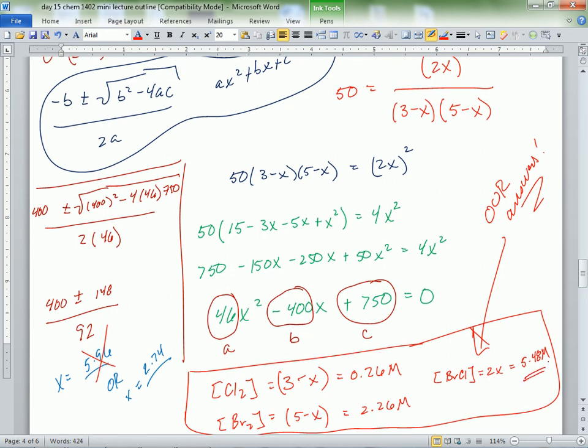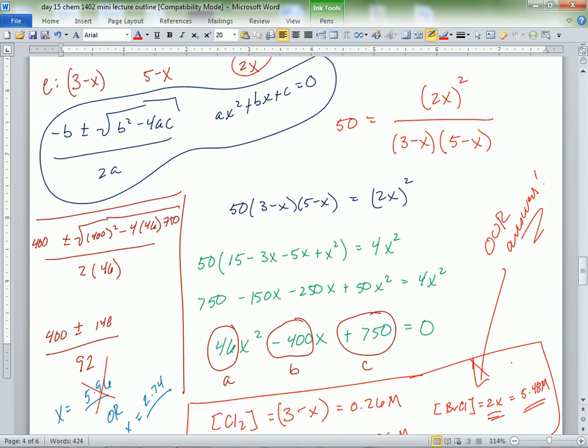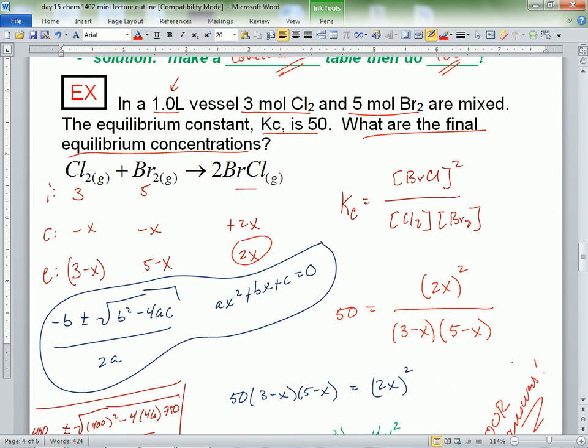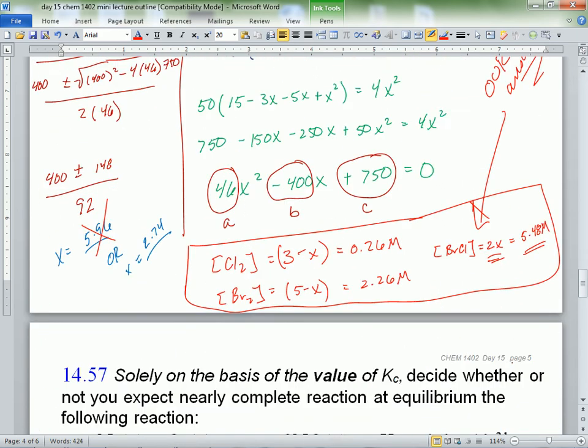Yeah, no, it has to be 2x from the table. Just plug it in, for instance. Good. Perfect. Okay, any other questions on this one? So the idea is make a concentration table, do ICE, and then set up your Kc expression.